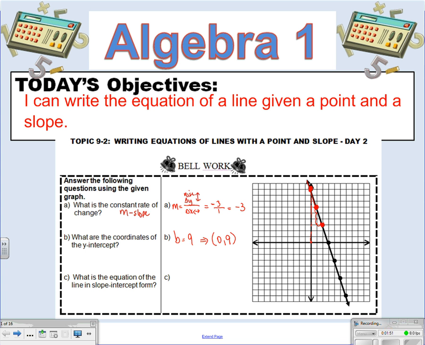So what is the equation of the line in slope-intercept form? Slope-intercept form is y equals mx plus b. We now know what m is. m is -3, and we now know that b is 9. So our equation is y equals -3x plus 9.